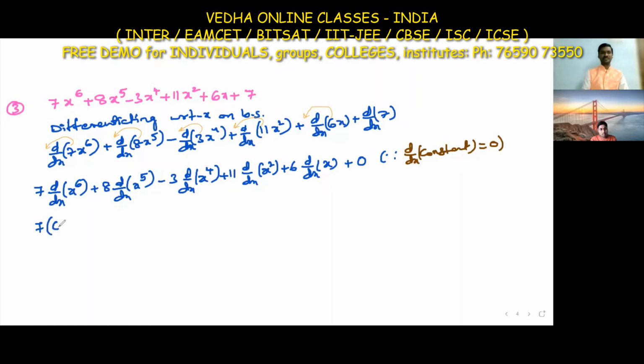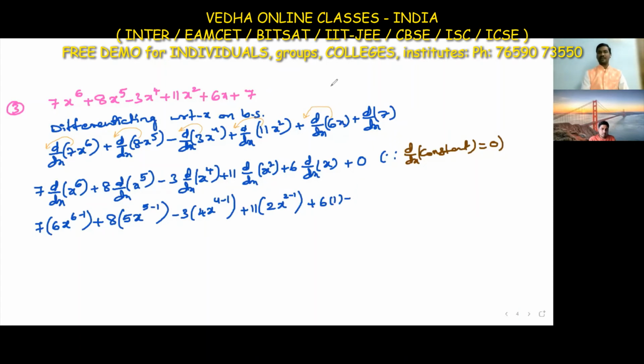X to the power 6 means 6 into x to the power 6 minus 1. Plus 8 outside, x to the power 5 into x to the power 5 minus 1. Minus 3 is a coefficient written outside, and x power n formula, so n into 4 into x to the power n minus 1, 4 minus 1. Plus 11 outside, x power 2 into x power 2 minus 1, or 2x. Plus 6 as it is, d by dx of x is equal to 1.